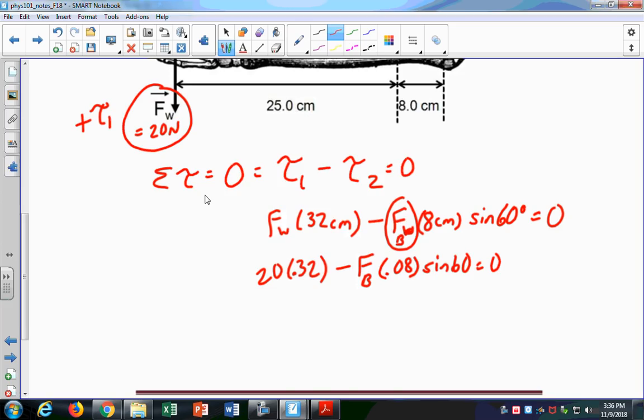92 newtons. Is that what y'all got? 92? Yeah, awesome, Sean. So that's 92 newtons. You have to exert 92 newtons to lift a 20 newton milk carton. That's a factor of 5 more. So if I wanted to lift 100 pounds, I'd have to exert 500 pounds of force from my bicep.